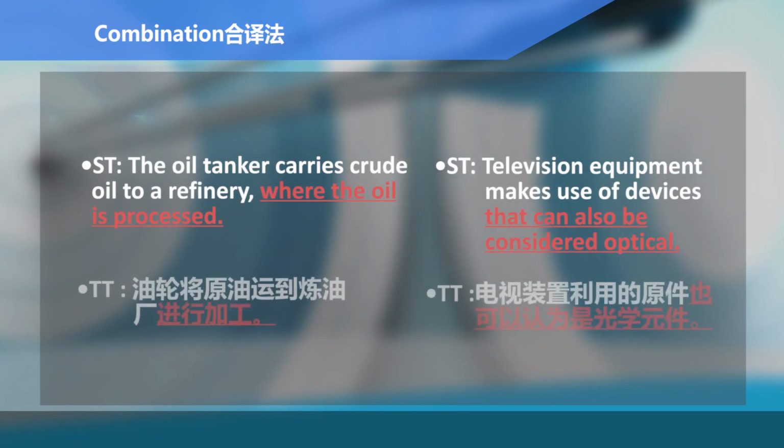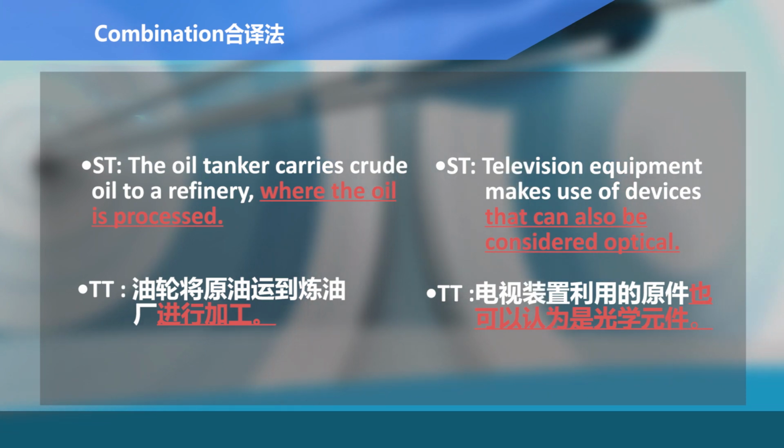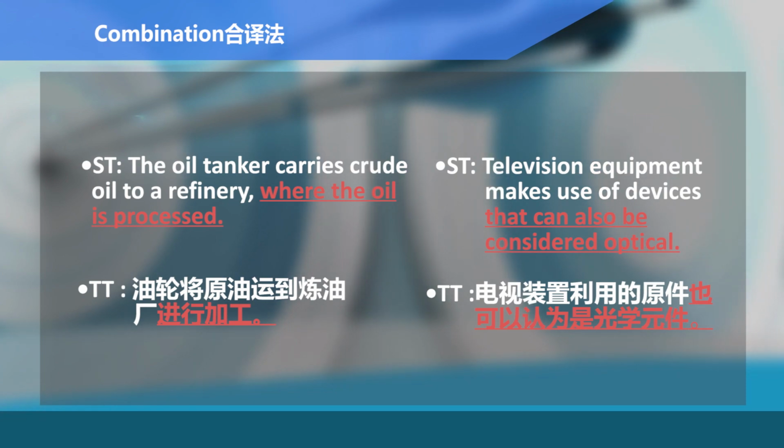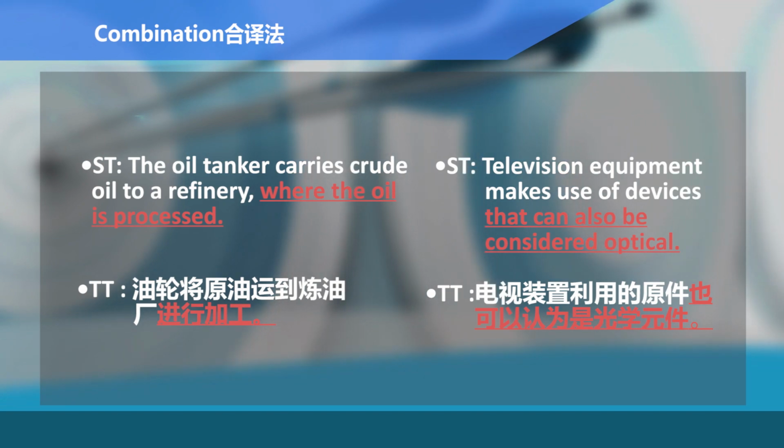Next, let's analyze example 5 and 6. In example 5 and 6, the relatives "well" and "that" refer to a refinery and devices respectively.